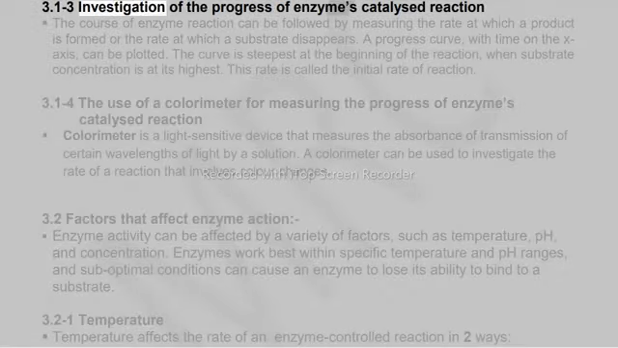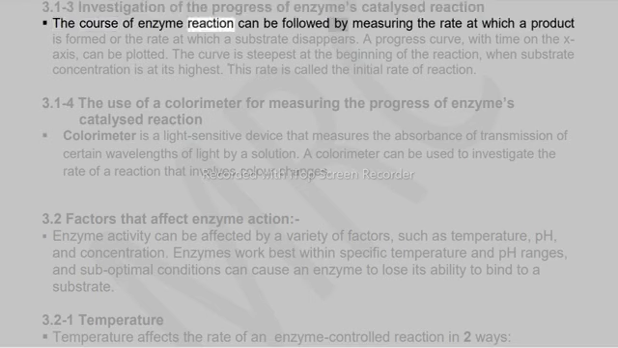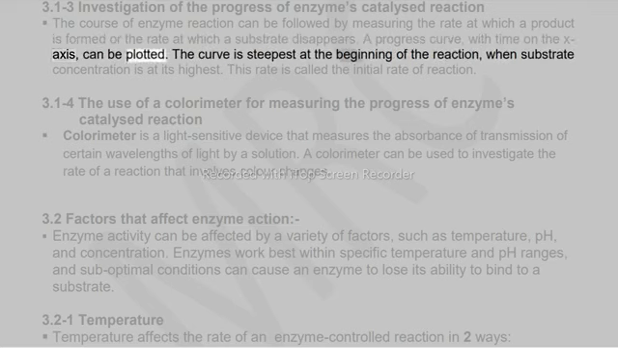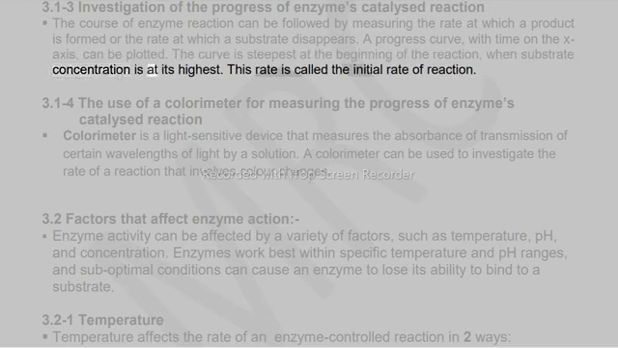3.1-3 Investigation of the progress of enzyme-catalyzed reactions. The course of an enzyme reaction can be followed by measuring the rate at which a product is formed or the rate at which a substrate disappears. A progress curve, with time on the x-axis, can be plotted. The curve is steepest at the beginning of the reaction, when substrate concentration is at its highest. This rate is called the initial rate of reaction.